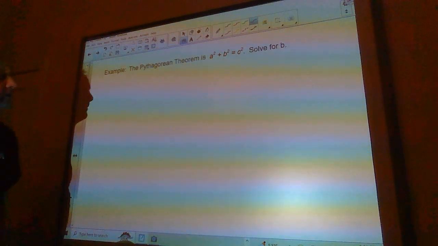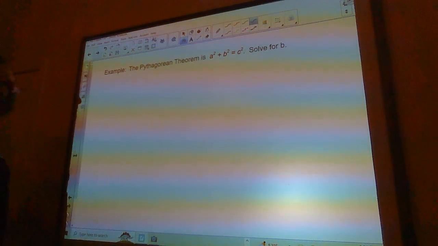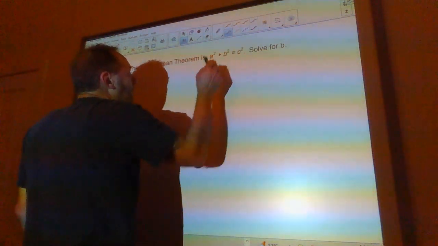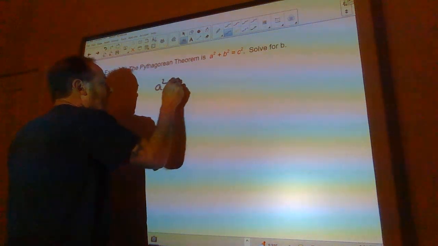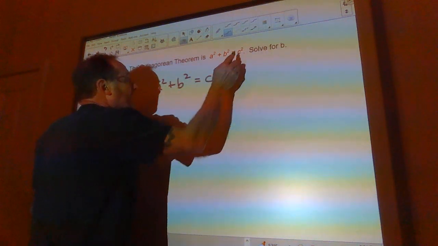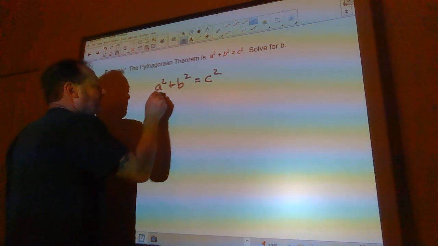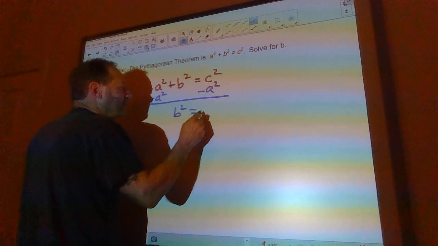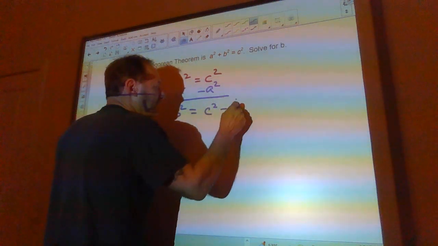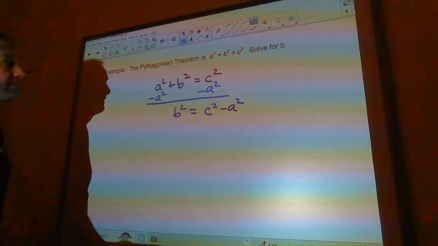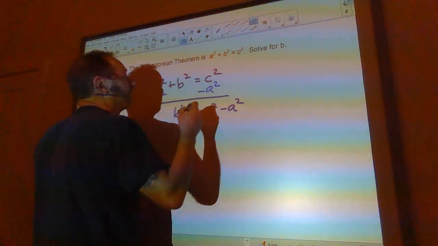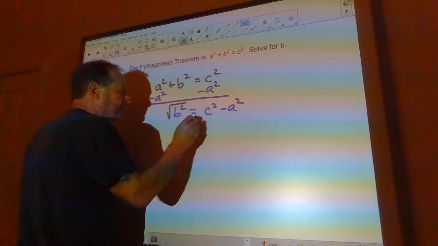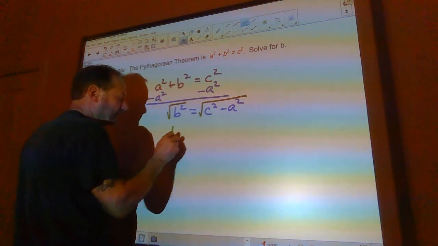The Pythagorean theorem is a squared plus b squared equals c squared. Solve for b. So we're going to take our a squared plus b squared equals c squared. And the first thing we're going to do is get rid of the a squared. So we get b squared is equal to c squared minus a squared. Now here's the trick. It said solve for b. It didn't say solve for b squared. So how do I get rid of a square? Well, I square root both sides. So I get b here.